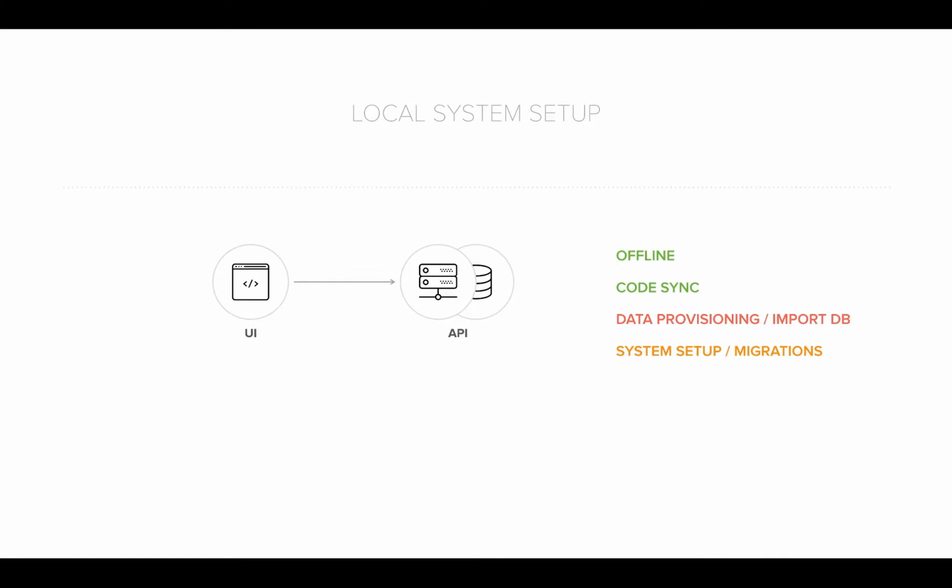Now, a different approach would be to install the whole system locally on your machine. You get a benefit because you can work offline, right? Code sync: when anybody pushes some code updates, you can very easily check out and start your system locally from any branch, because everything you do is isolated to your computer.